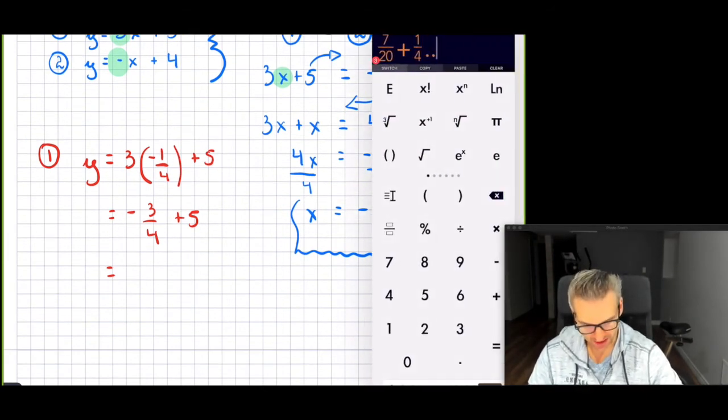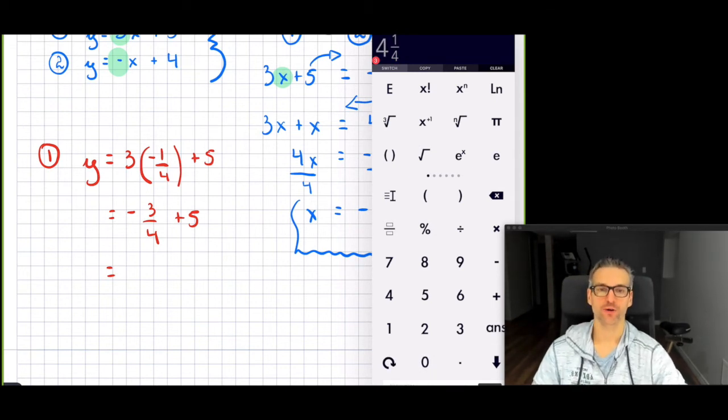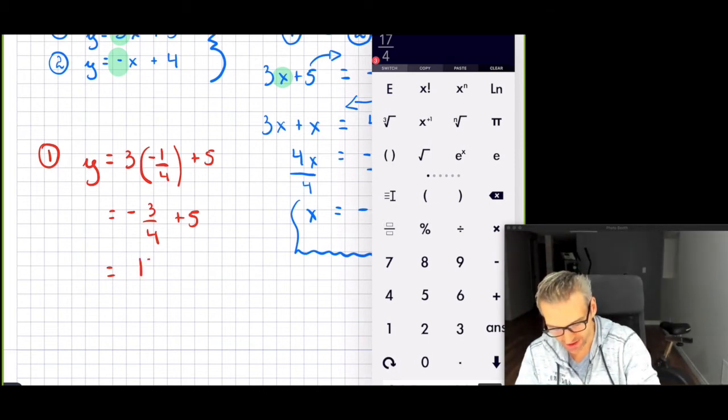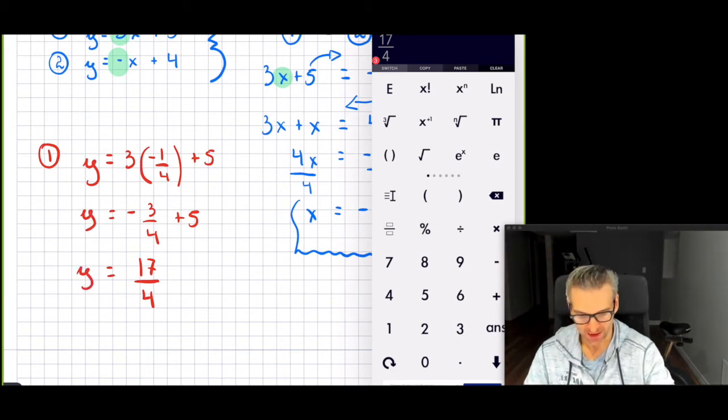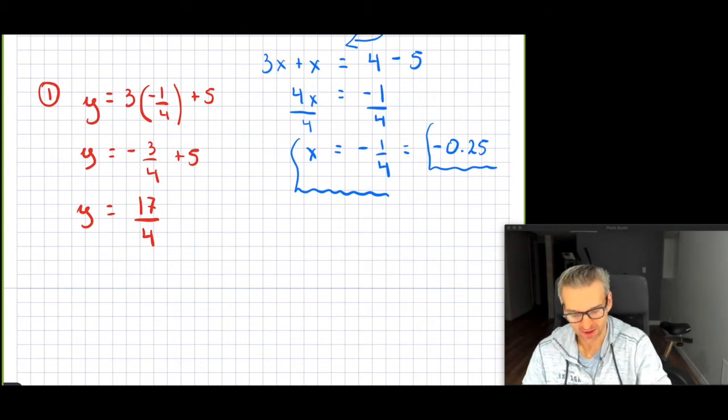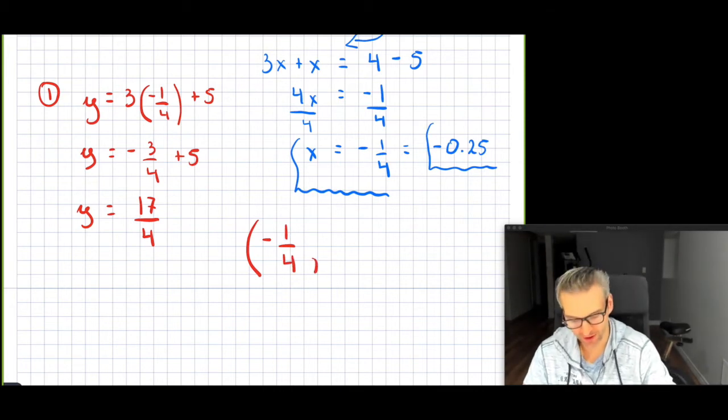I can just take the calculator out here. So this is negative 3 all over 4, and it was plus 5. And it's going to give me 4 1/4. Of course, you can change it back into a decimal, or you can just keep it as an improper fraction, which is what I like to do in these particular questions. And this tells me that these two lines are going to intersect at the point x, which is negative 1 over 4, and y, which is 17 over 4.